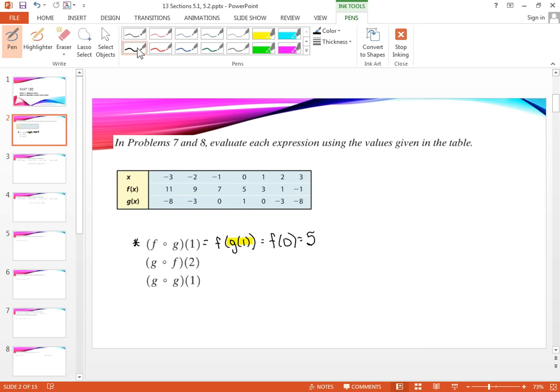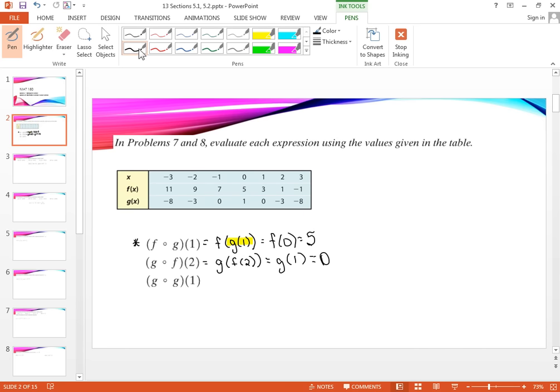So we want to do g of f of 2. So I need to plug 2 into f. If I plug 2 into the f function, I get 1 as my answer. So now what I'm really trying to find is g of 1. So if I go to the place on the chart where x is 1, the g value is 0. See how this is working?